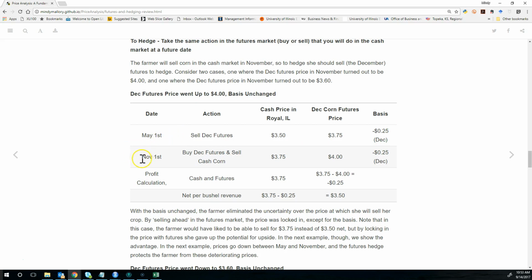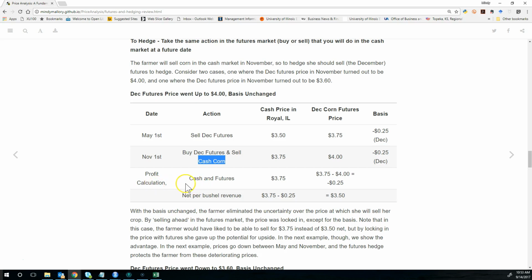On November 1st, he's harvested his grain, and he's going to make his cash sale. So he's going to go to town to the elevator, and it turns out that the cash price is now $3.75. The futures price is $4. Prices have gone up. Basis has stayed the same. And we can see what is his net per bushel revenue.